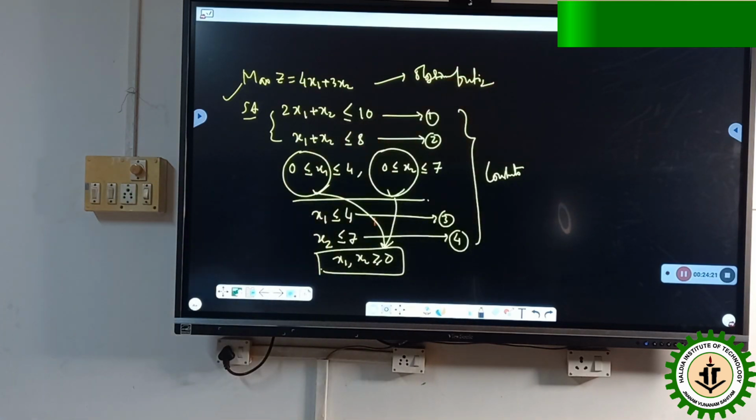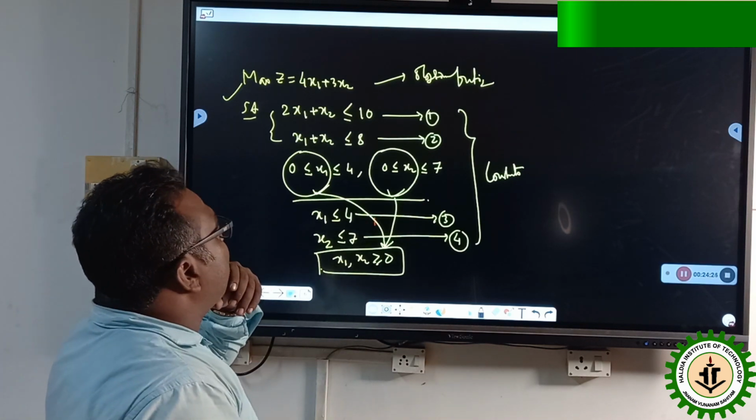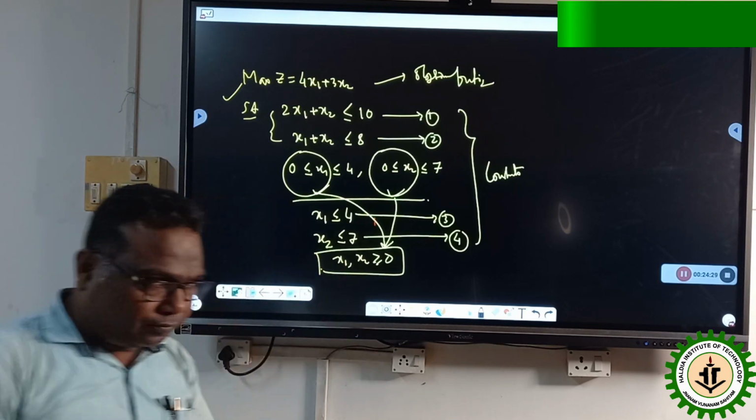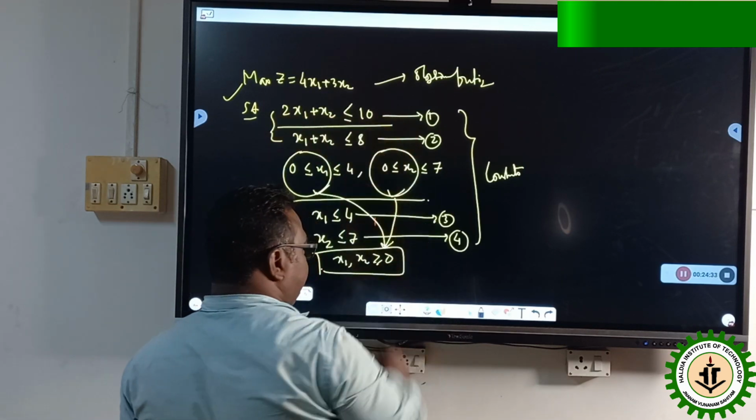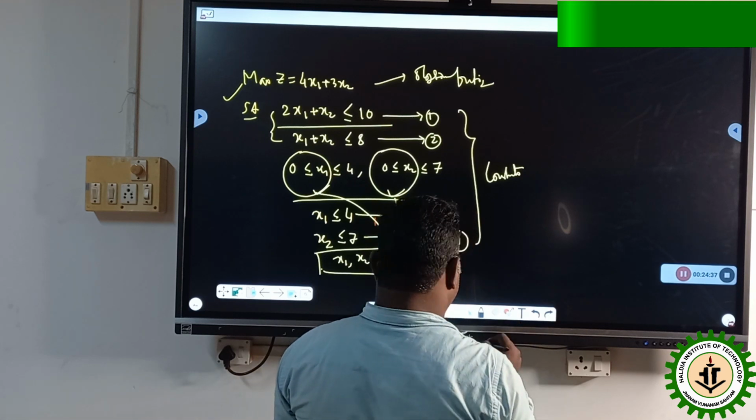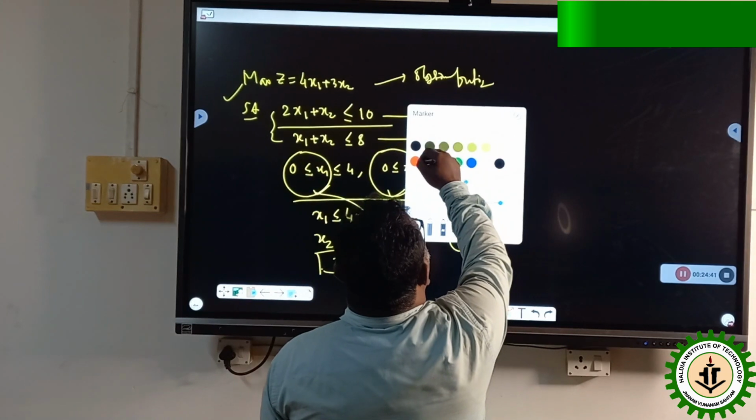So, for the graphical method solution, first we will find out how we will draw the graph. For that, let us choose this constraint. To do this, we are going for 2 perpendicular axes.